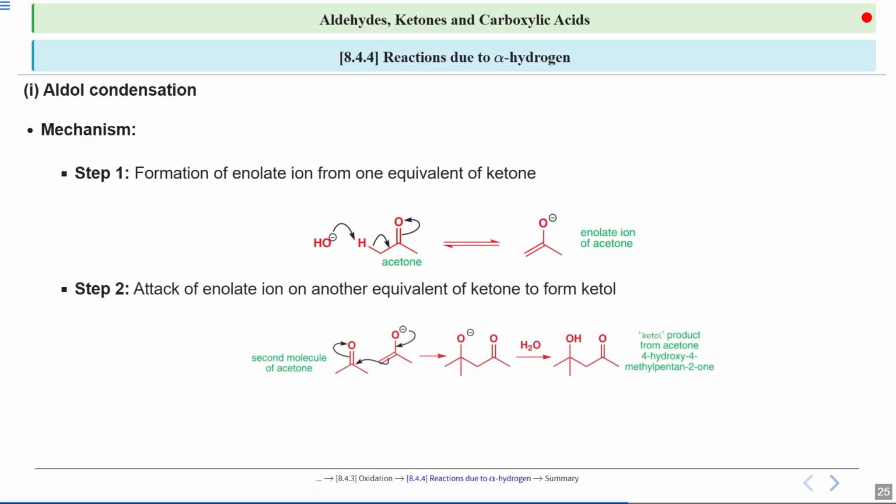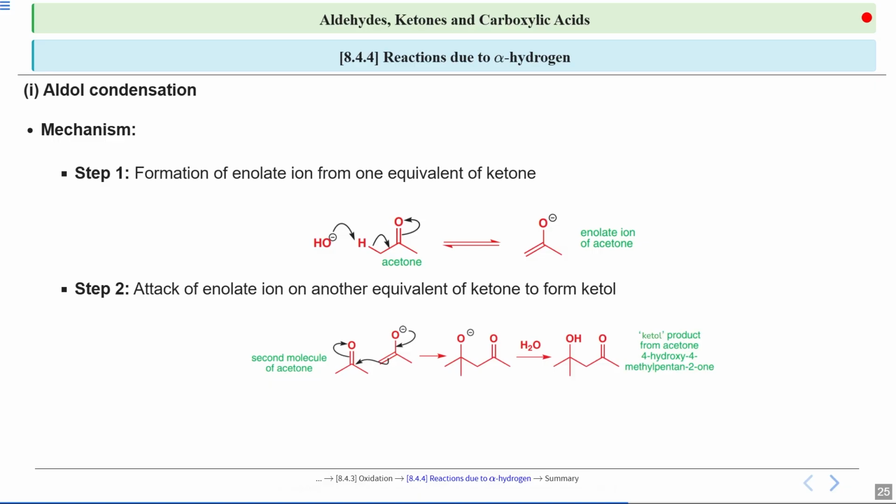And again, the same step will happen: that enolate ion will attack another equivalent of ketone to form an aldol. So this is similar to what we have studied in the case of aldehyde. This results in the formation of a compound, and here it is 4-hydroxy-4-methylpentan-2-one, because at carbon 4 a hydroxy and a methyl group are attached. Try this mechanism once by yourself, students. Things will be more clear to you.